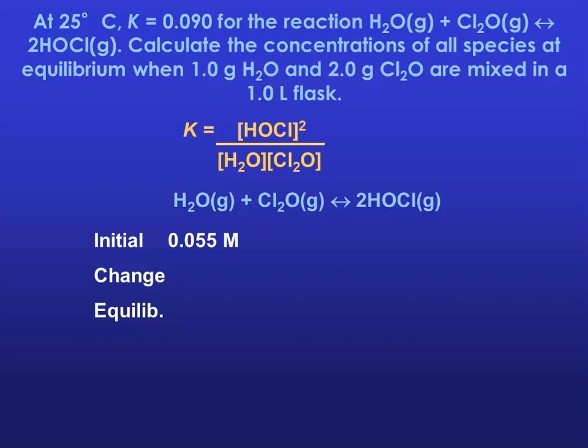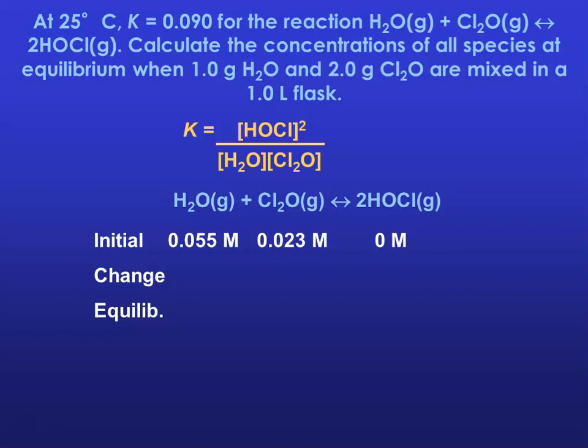I would do the same thing with the grams of dichlorine monoxide. I'm doing this really quick in my head. I want to say that 86.90 is the molar mass. That would get divided by 1 liter, and that gave me a molarity of 0.023. I had no HOCl present initially, so it will have a concentration of 0.